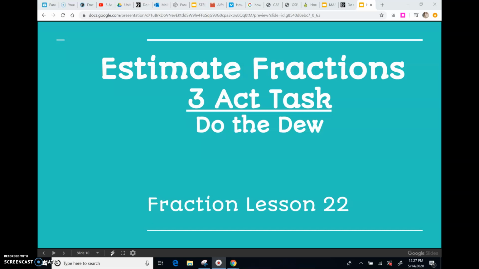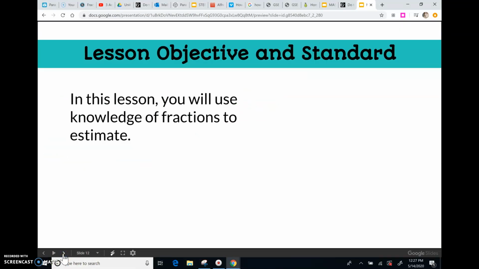Hi, today we're going to be doing a 3-act task that involves adding fractions. It's called Do the Do. In this lesson, you will use knowledge of fractions and adding fractions to estimate.